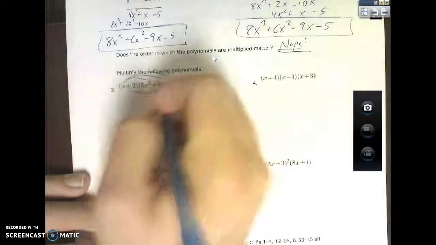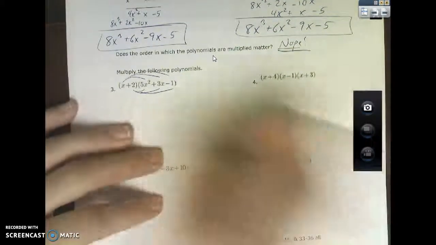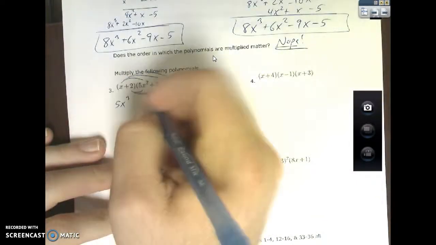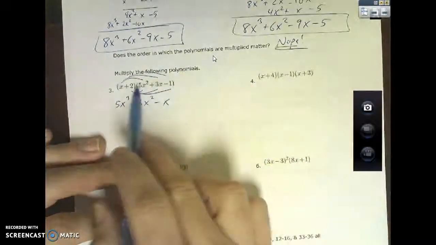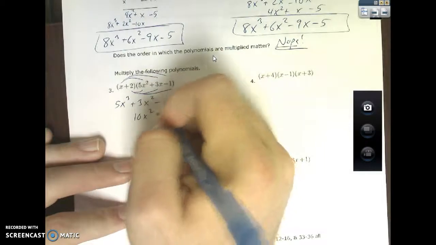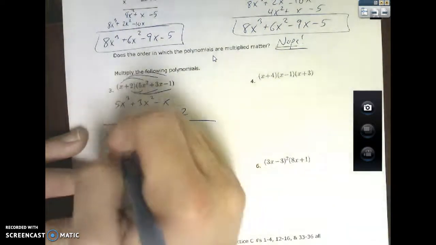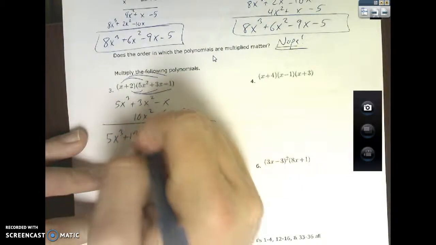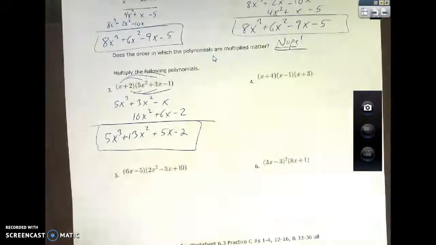And multiply this across. 5x cubed, 3x squared minus x. Now I can distribute the 2 across. 10x squared plus 6x minus 2. Combine like terms. Boom. Okay. Got everything good to go, or we're all set.